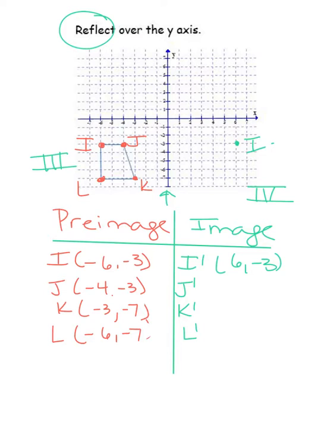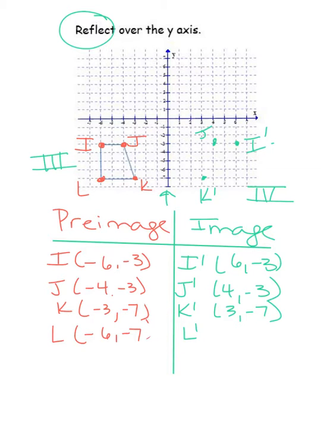My J, as I reflect over that y-axis, is going to be right here. That's J prime. And that coordinate is this time +4, -3. My K value, again, I'm 3 away from my y-axis. I'm going to go 3 on the other side, K prime. So that has a value of 3, -7.